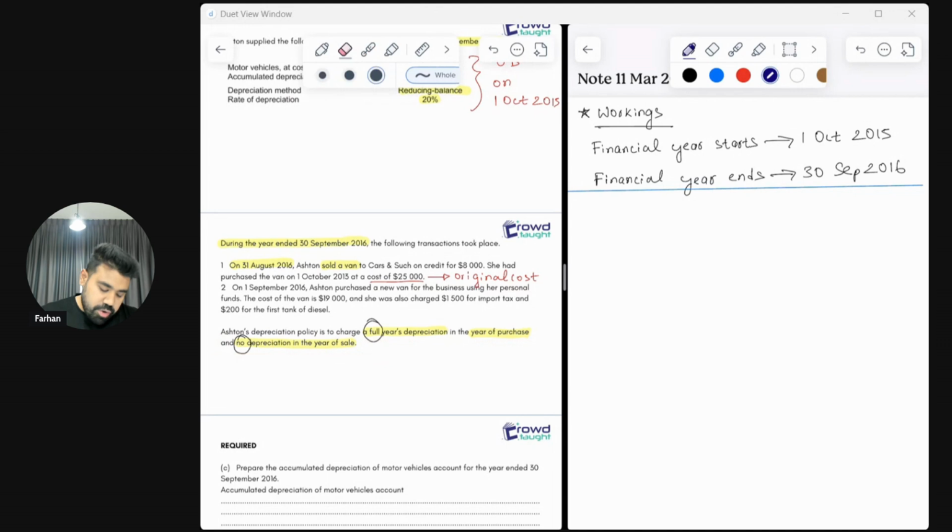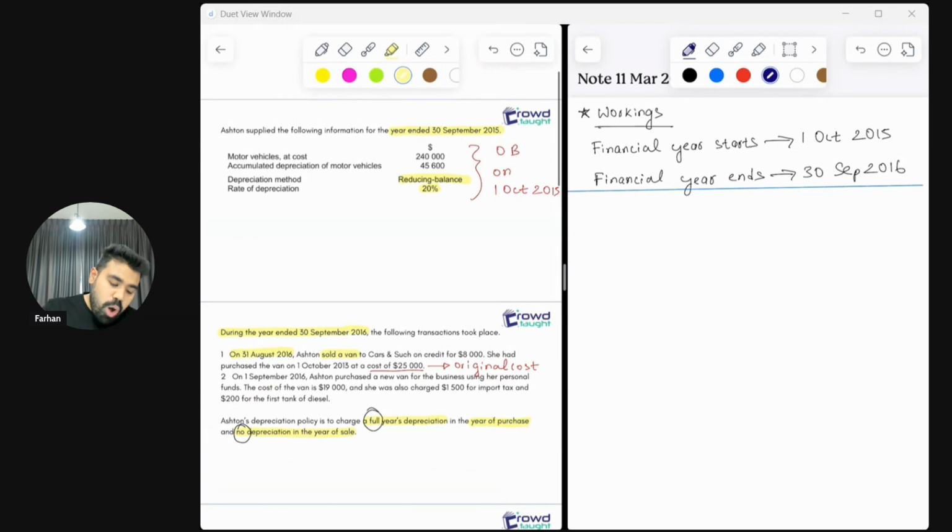As you can see, the requirement of the question is to prepare the accumulated depreciation of motor vehicles account for the year ended 30 September 2016. So basically, whatever happened from 1 October 2015 until 30 September 2016, any purchase or any sale of non-current assets, everything has to be accounted for when we prepare the accumulated depreciation account. So let's see how we are going to solve this question.